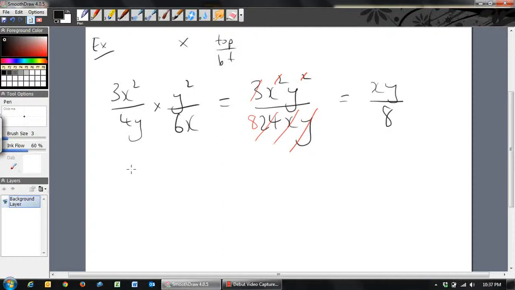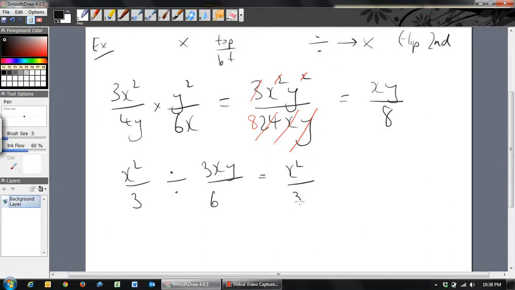Let's do a divide. So let's say x squared over 3 divided by 3xy over 6, something like that. Remember, when you're dividing, you change it into a times, but you flip the second fraction, okay, upside down. So let's do that. So that's equal to x squared over 3 times 6 over 3xy.